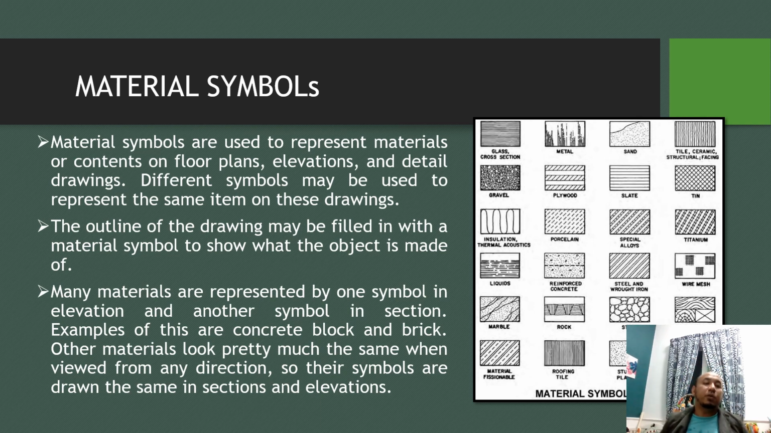Material symbol. What is a material symbol? Material symbols are used to represent materials or the contents of the floor plan, elevation and detail drawing. Different symbols may be used to represent the same item in the drawing. The outline of the drawing may be filled in with a material symbol to show what the object is made of. Many materials are represented by one symbol in elevation and another symbol in the section. For example, concrete block and brick and other materials look pretty much the same when viewed from any direction, so their symbols are drawn the same in section and elevation.